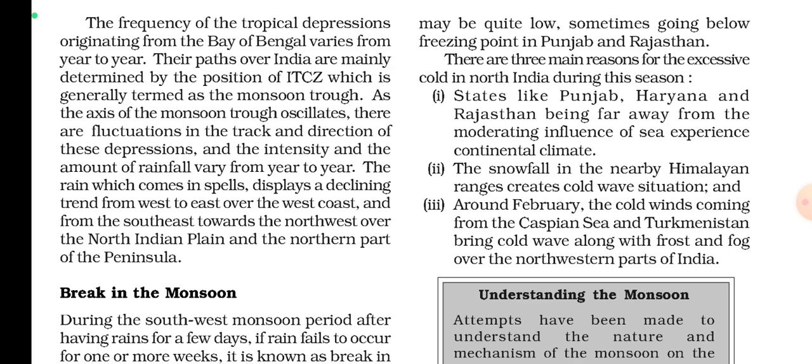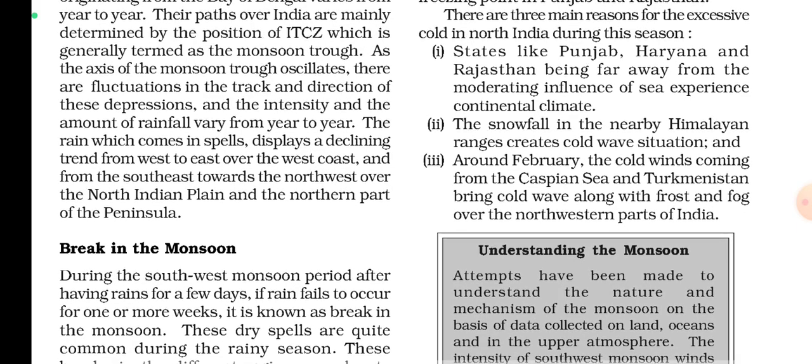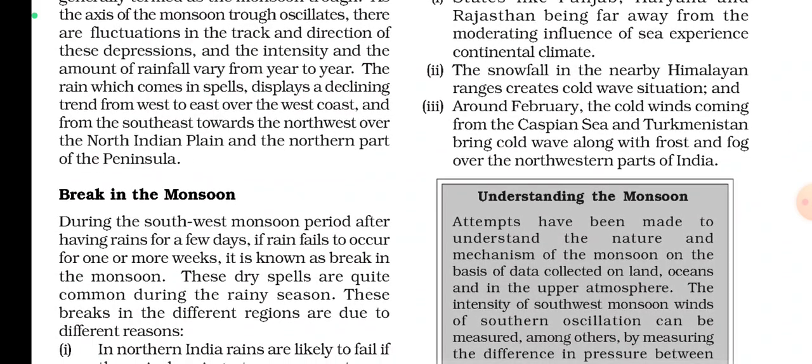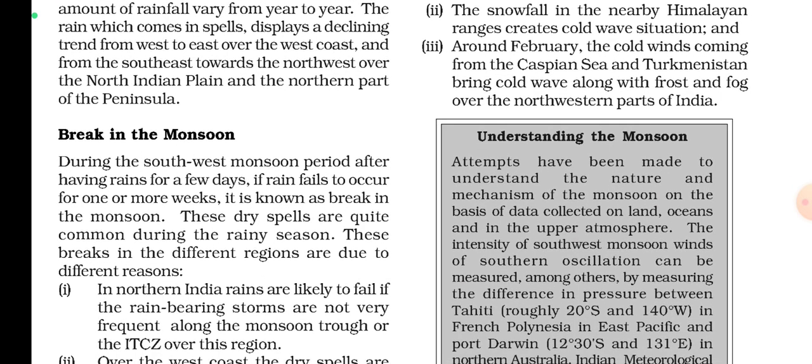There are three main reasons for the excessive cold in northern India during this season. States like Punjab, Haryana and Rajasthan, being far away from the moderating influence of the sea, experience a continental climate. The snowfall in the nearby Himalayan ranges creates a cold wave situation. And around February, the cold winds coming from the Caspian Sea and Turkmenistan bring a cold wave along with frost and fog over the northwestern parts of India.